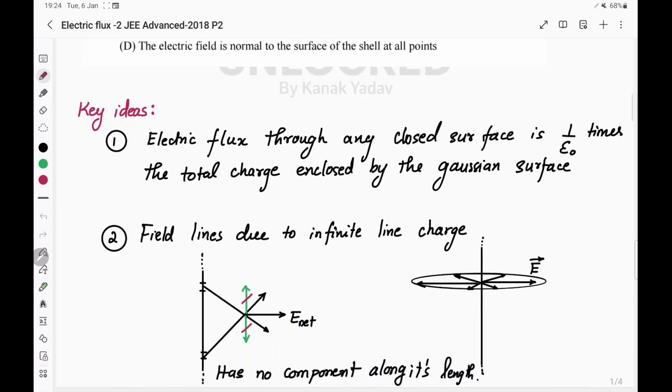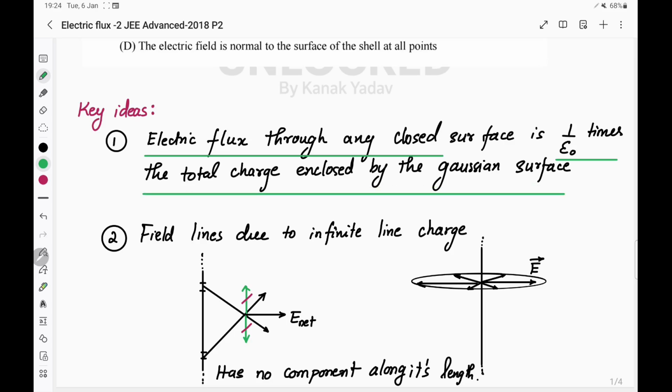The very first key idea is the Gauss Law itself, which states that the net electric flux through any closed surface is just 1 by epsilon naught times the total charge enclosed by the Gaussian surface. So basically in this question, if somehow I am able to identify what is the total amount of charge enclosed by the spherical non-conducting surface, I will be able to find out the total flux through that surface.